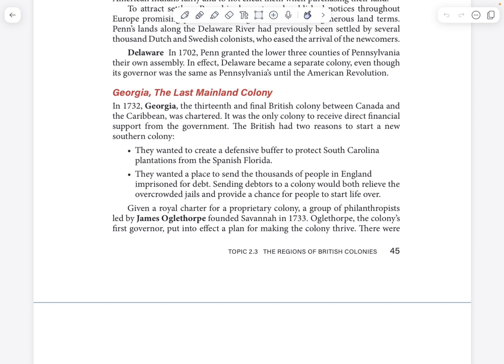Georgia, the last mainland colony. In 1732, Georgia, the 13th and final British colony between Canada and the Caribbean, was chartered. It was the only colony to receive direct financial support from the government.